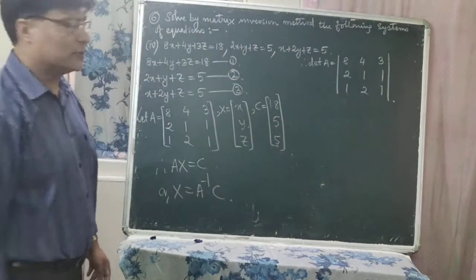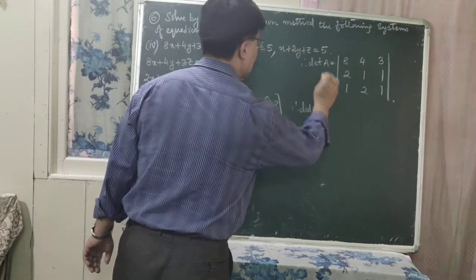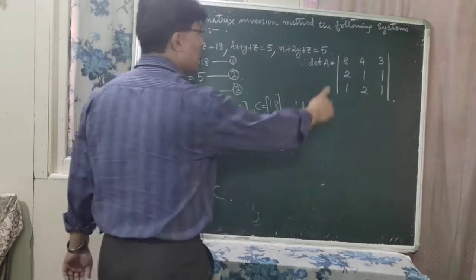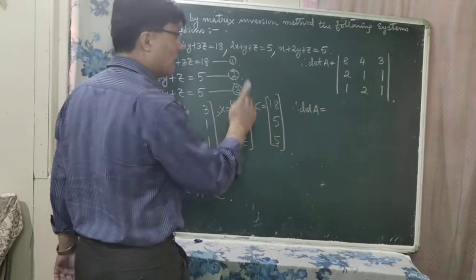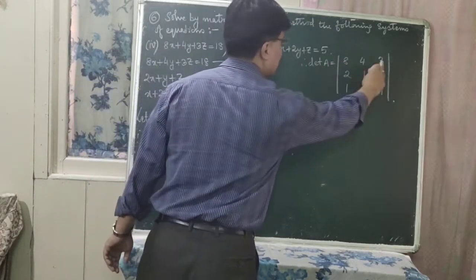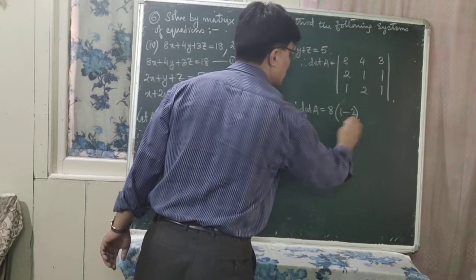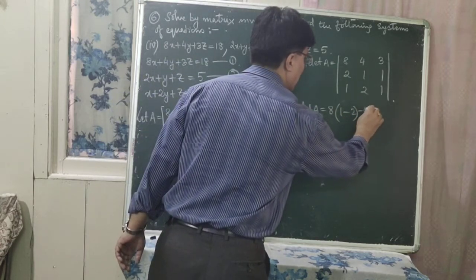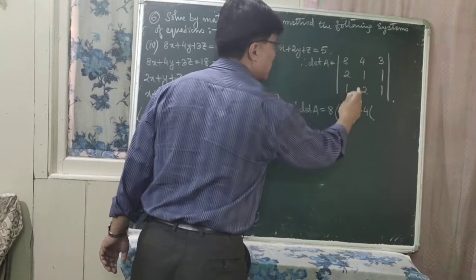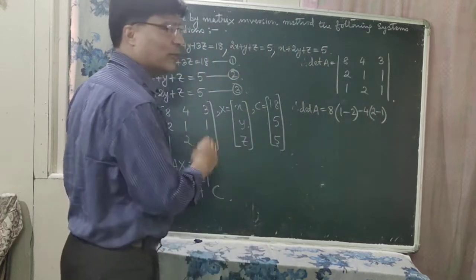You know how to expand it, isn't it? This is a third order determinant. Let us expand it with respect to the first row: 8, 4, 3, with signs plus, minus, plus. Take 8, delete the row and the column through the element 8. What remains is 1, 1, 2, 1: 1 ones are 1, minus 2. Then next, minus 4 within bracket. Delete the row and the column through the element 4. The first row and second column are deleted, leaving 2, 1, 1, 1: 2 ones are 2, minus 1.